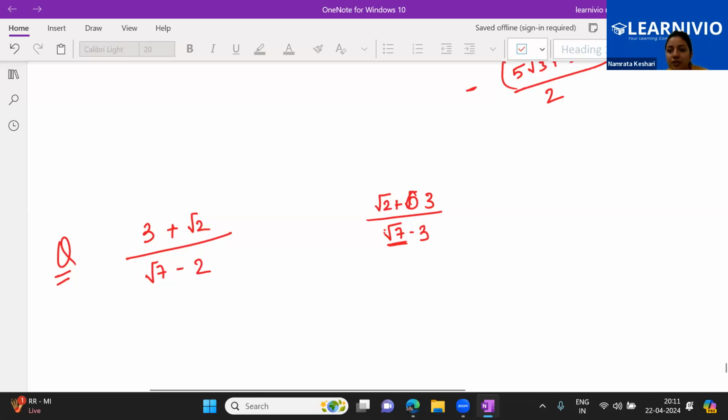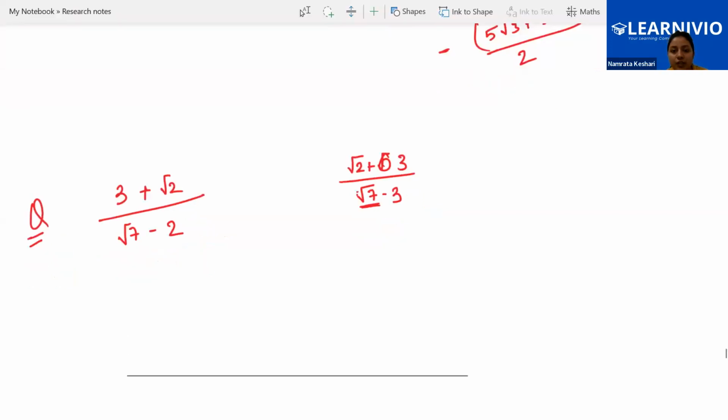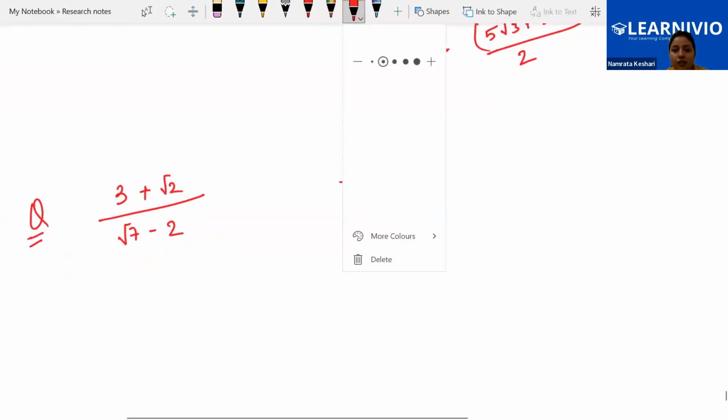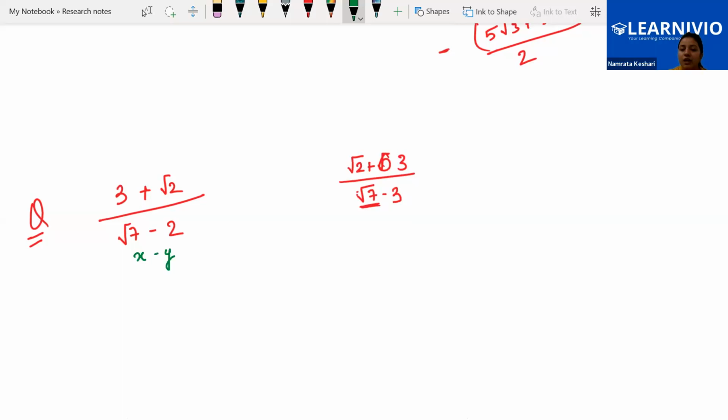Okay, let's do it over here. Let's see what we are going to get. What we can do here is focus on the denominator. I can see something that looks like x minus y. Fine. So we need to multiply by x plus y.